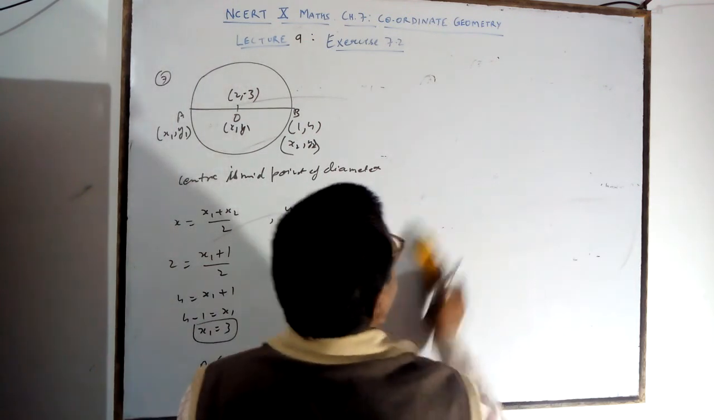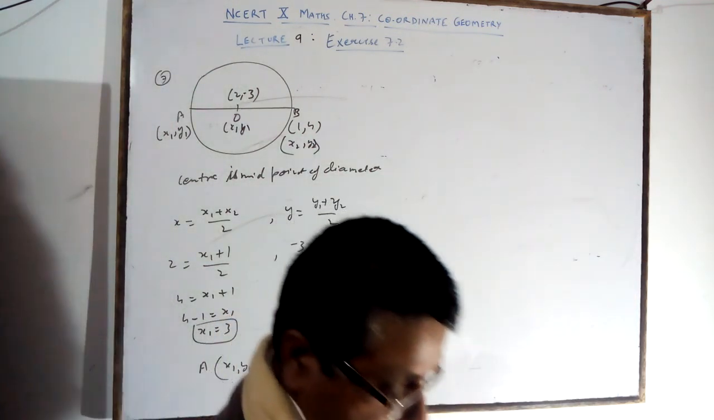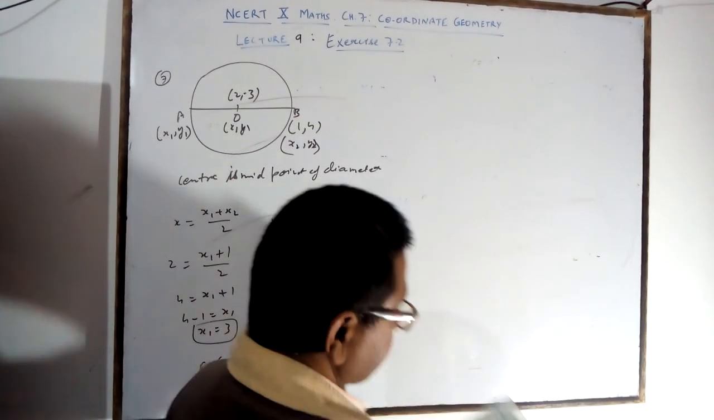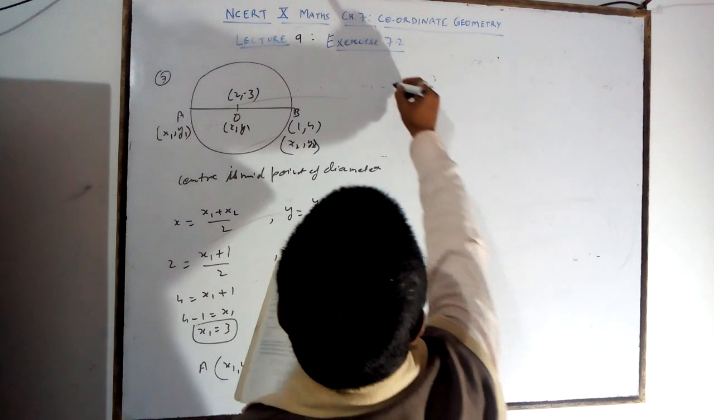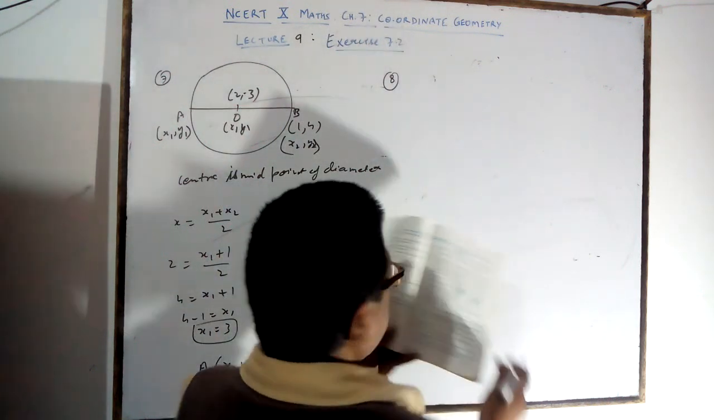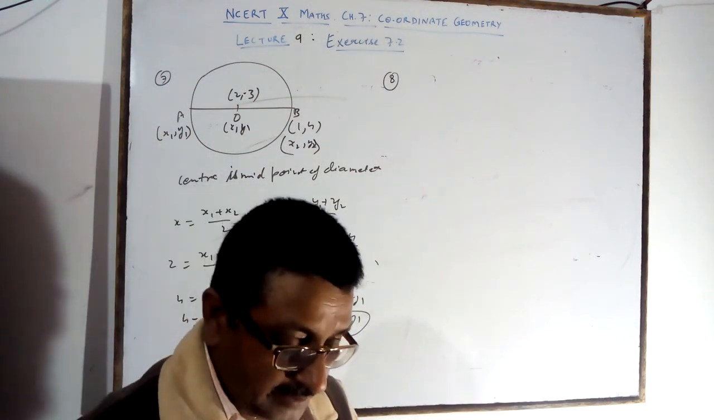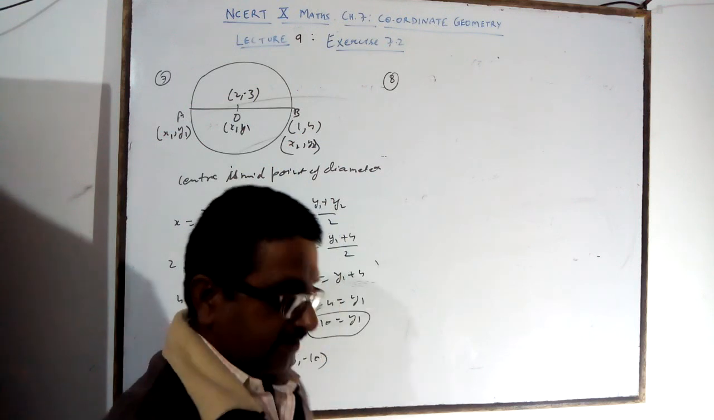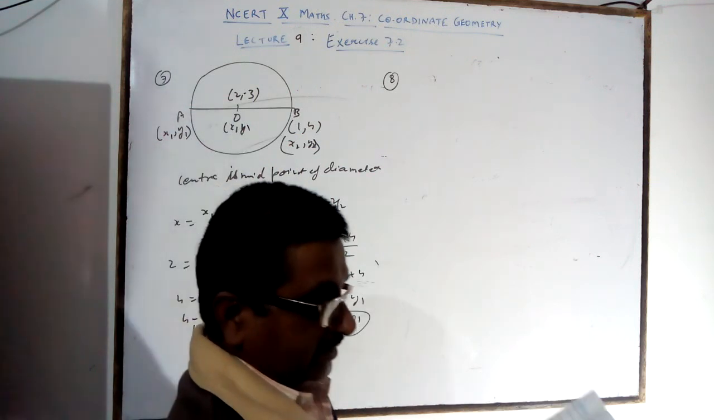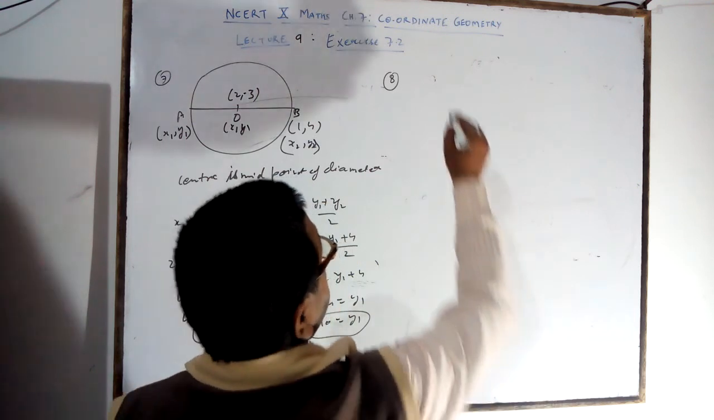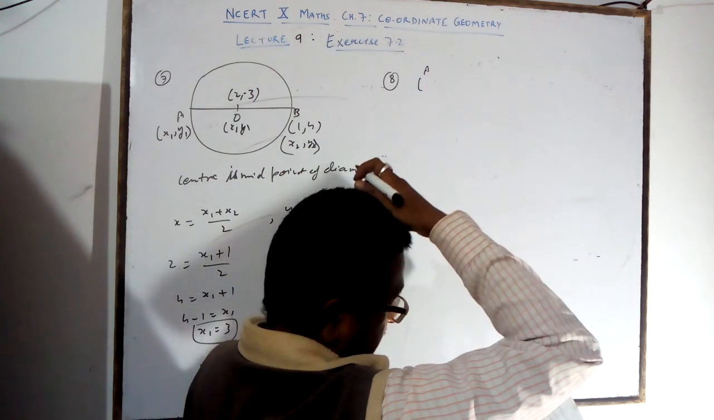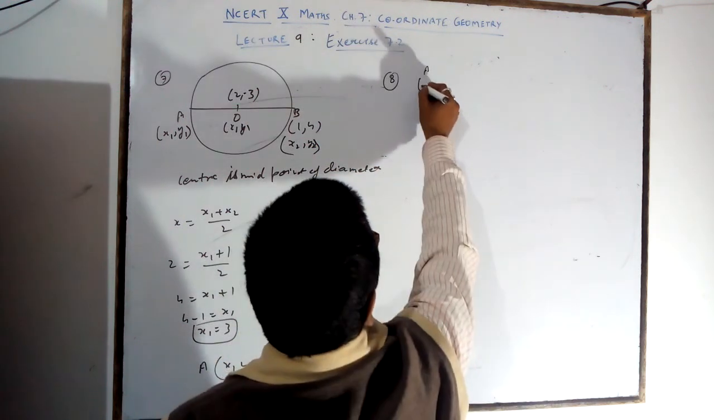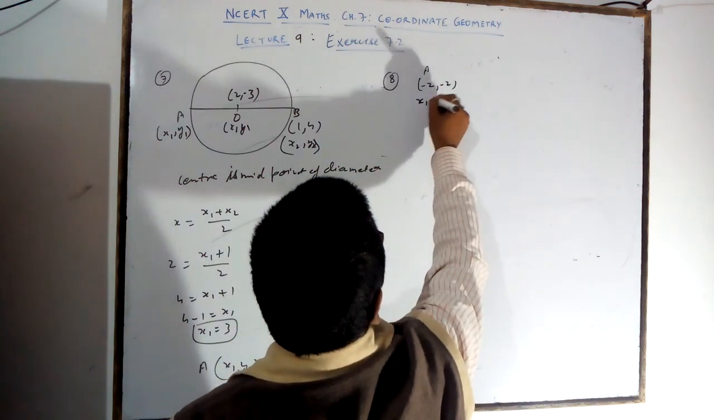Question number 8 is here. What is question number 8? If A and B are the two points (2, -2) and B respectively, find the coordinate of P such that... it is very simple. A is given as (-2, -2), which is x1, y1.